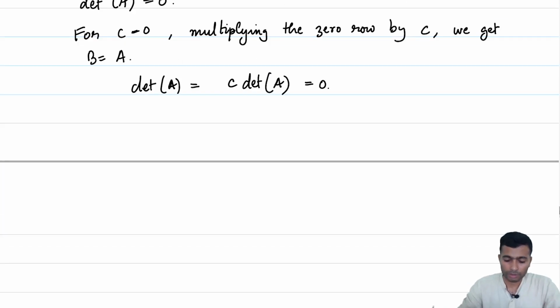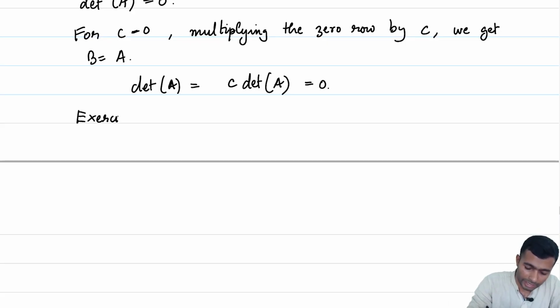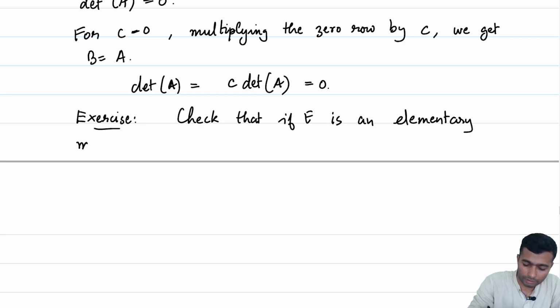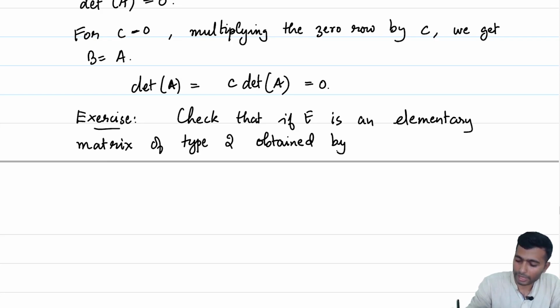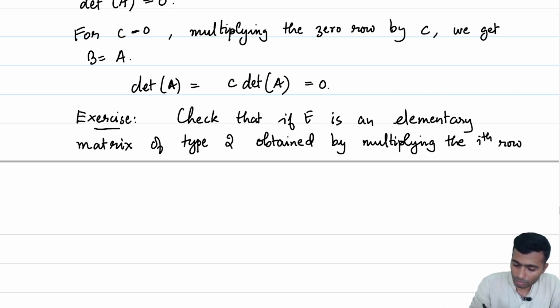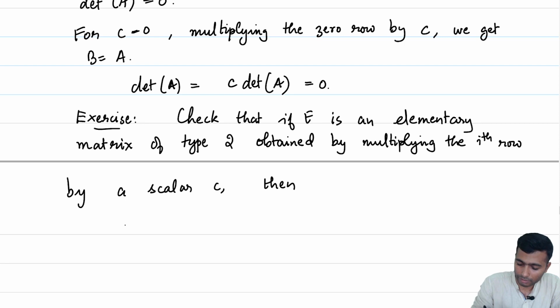Alright, so now an exercise for you is to check by brute force that if E is an elementary matrix of type 2 obtained by multiplying the ith row by a scalar C, then determinant of E is equal to C.